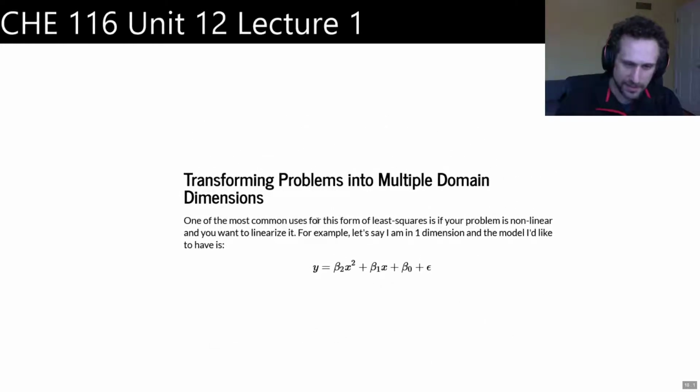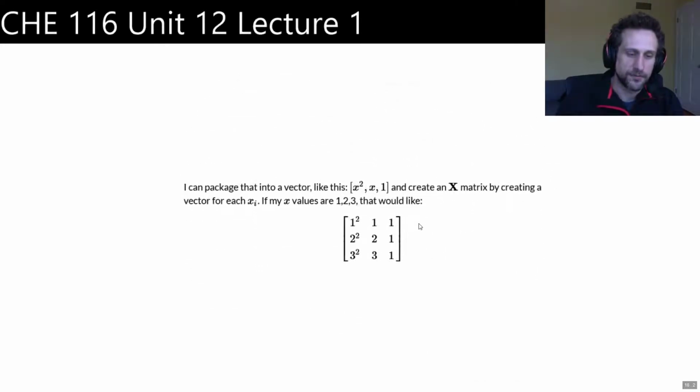So this is a non-linear one-dimensional problem. You can convert it into a linear three-dimensional problem where you have a 1, an x, and an x squared. So for example, if your x was 2, your first dimension would be 4, your second dimension would be 2, and your third dimension would be 1.